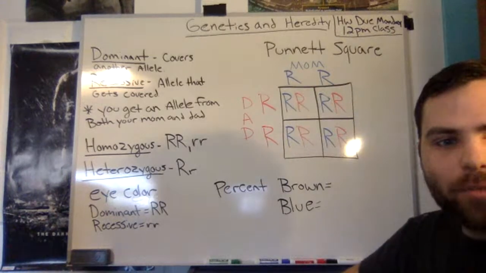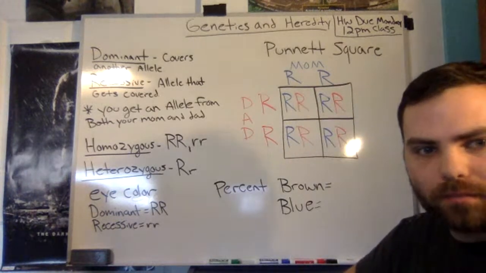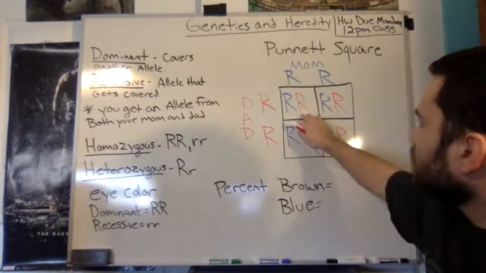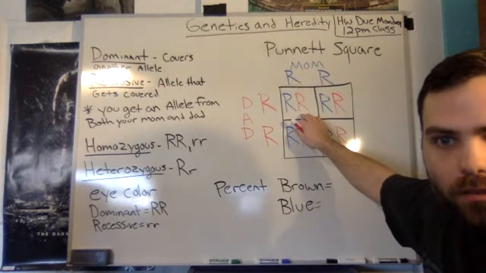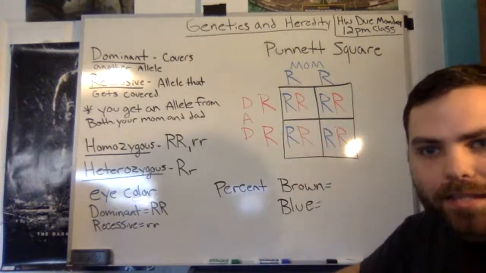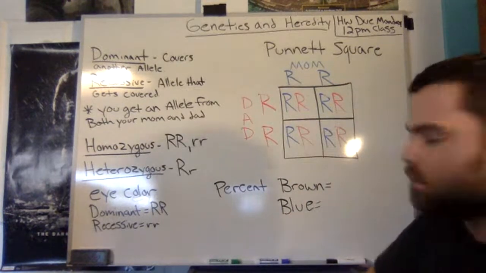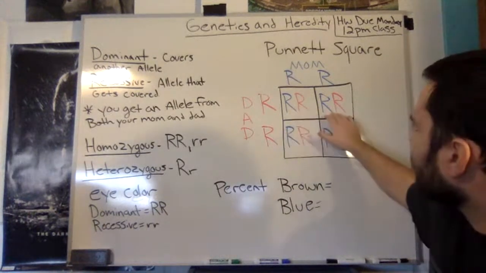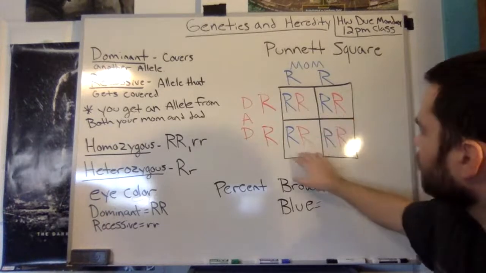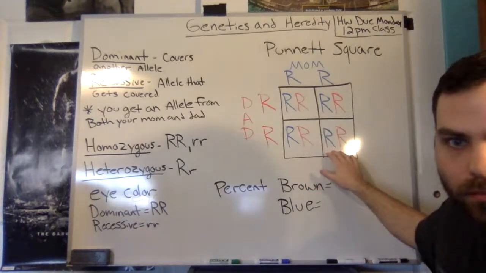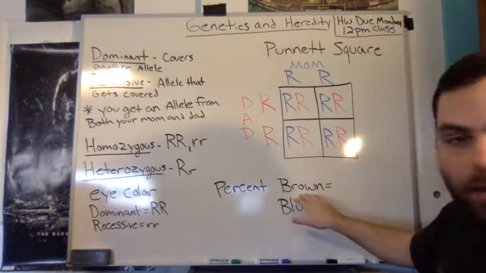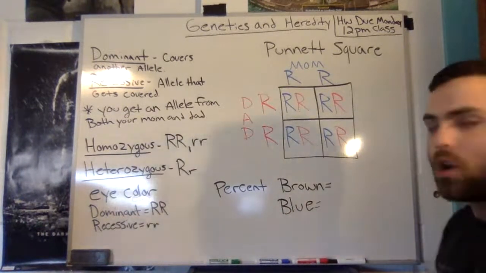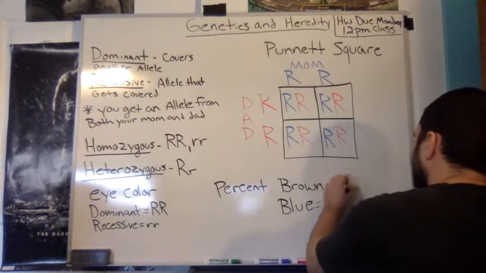So remember, every time there's an uppercase, it equals 25%. If an uppercase is brown eyes, if it's an uppercase here, that's brown eyes. Uppercase here, brown eyes, uppercase and uppercase. So the percent that you are going to have brown eyes is going to be 100%.